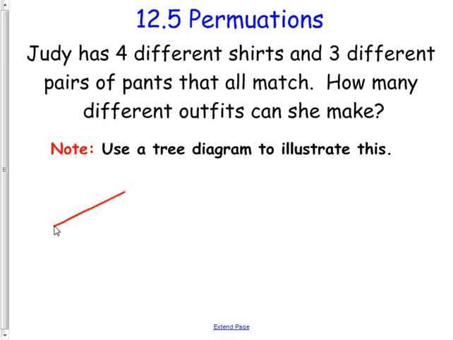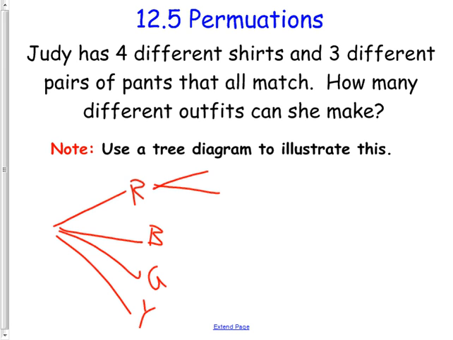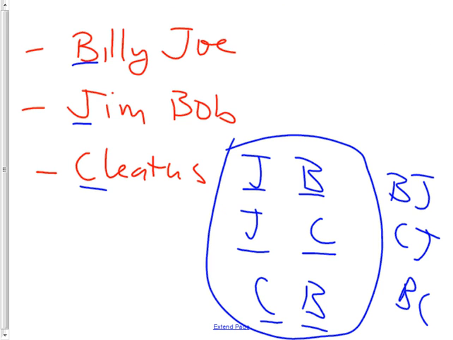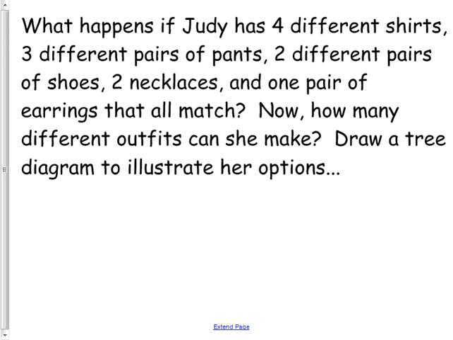I could say, here's my choices for shirts. And then after I pick the red, blue, green, or yellow shirt, then I have a choice of 3 different kinds of pants. You know what I mean? Well, couldn't I just multiply my choices? Yup. 4 times 3 makes 12. All right, moving on. How about this one? 4 shirts, 3 pairs of pants, 2 different kinds of shoes, 2 necklaces, and 1.